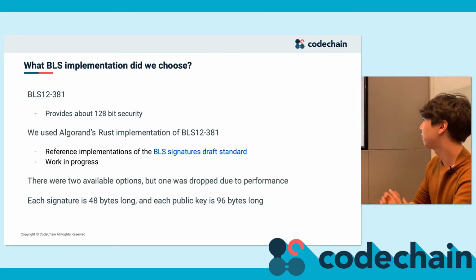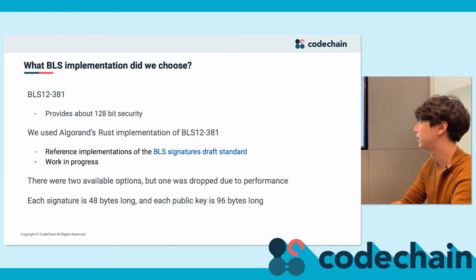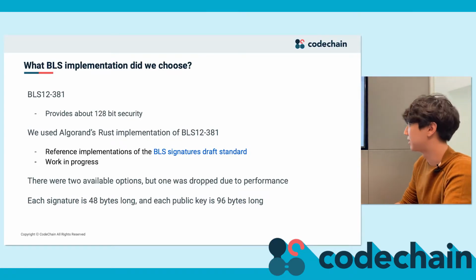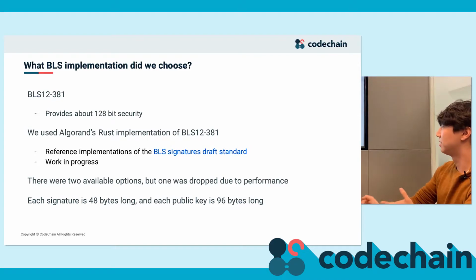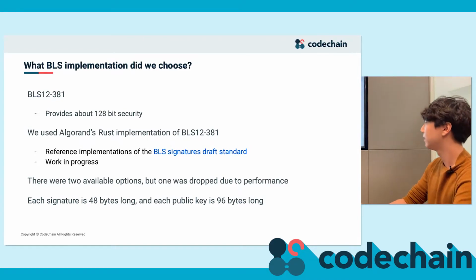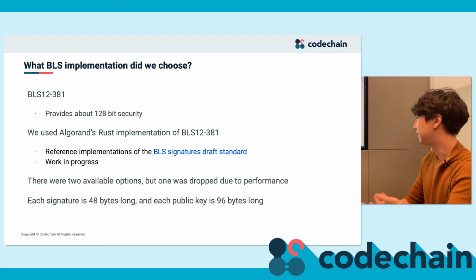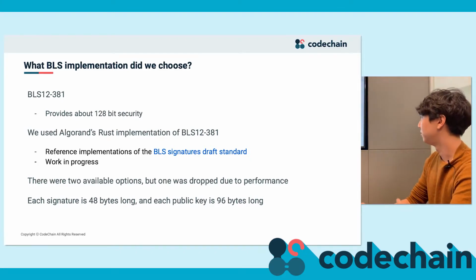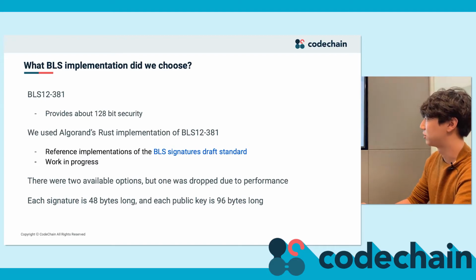For now we use Algorand's Rust implementation of BLS12-381 because it is one of the reference implementations of the BLS signatures draft standard, which is given by some cryptographers who want to standardize the BLS signature scheme. Please note that this is still a work in progress, so it is not perfectly secure for now, but we can always change this implementation as long as the new implementation is based on the BLS signature standard.